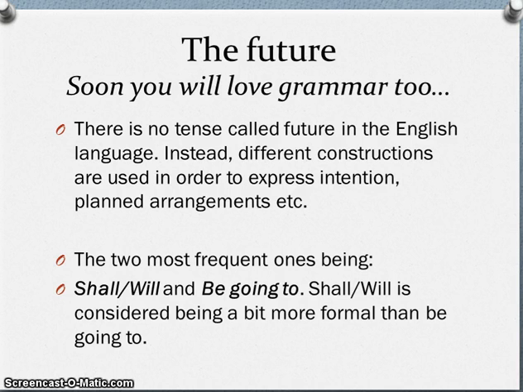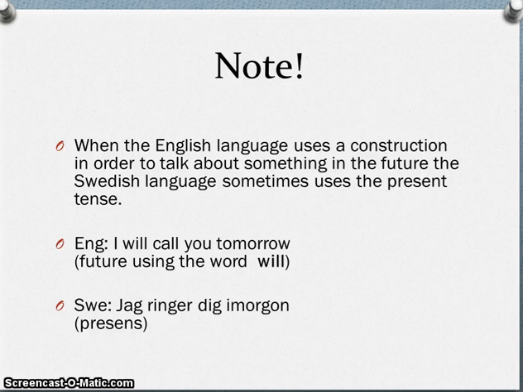Then we have the future. There is no tense called future in the English language, so instead we use different constructions in order to express intention and planned arrangements and so on. The two most frequent ones being shall and will, or be going to. Shall and will are considered a bit more formal than be going to.